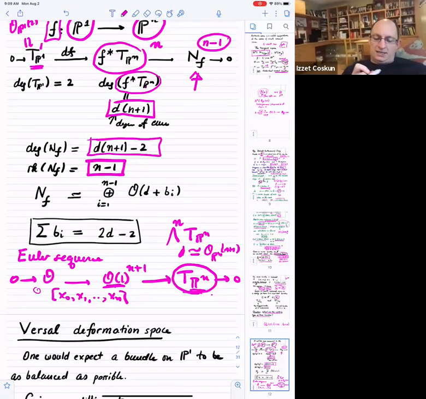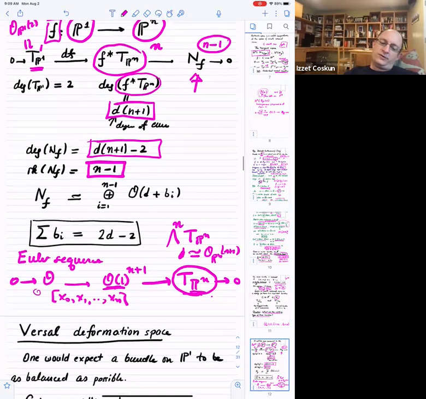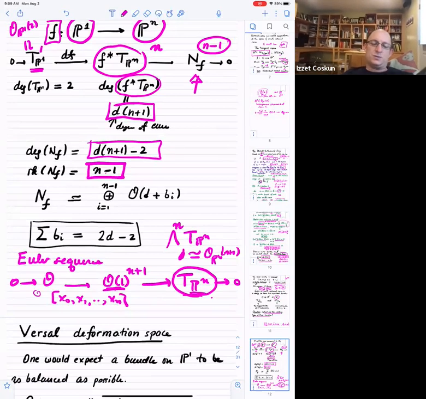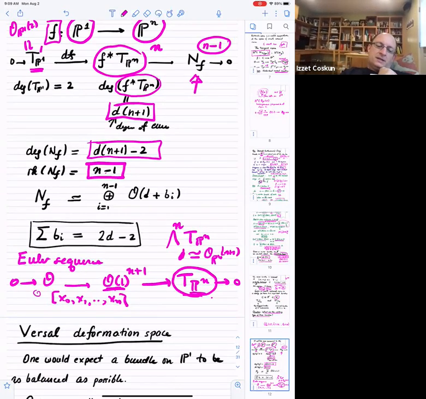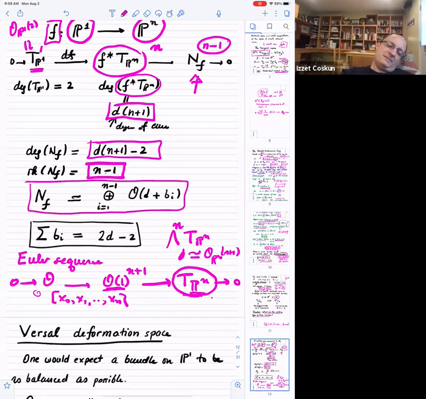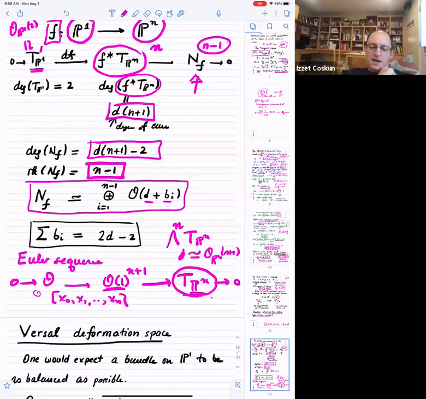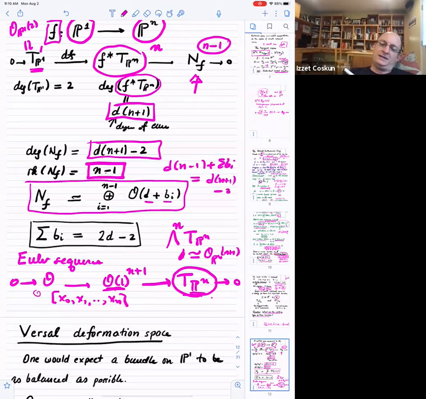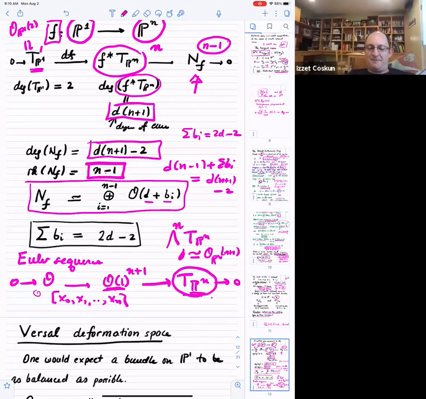So what we are trying to understand is a vector bundle of rank n-1 and degree d times n+1 minus 2, okay? Now I can write this normal bundle like this. Let me write it as d plus bi. Just by counting, the degree of this thing is d times n-1 plus the sum of the bi's. And it's supposed to be d times n+1 minus 2, so the sum of the bi's has to be 2d minus 2.